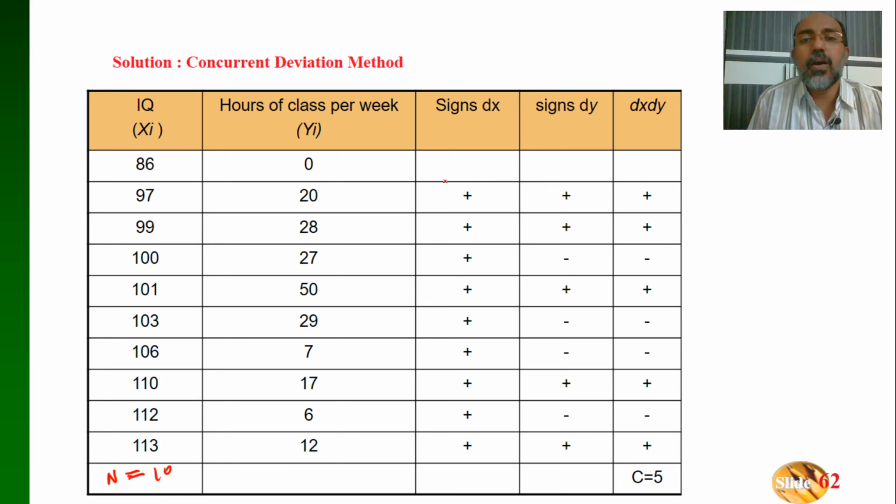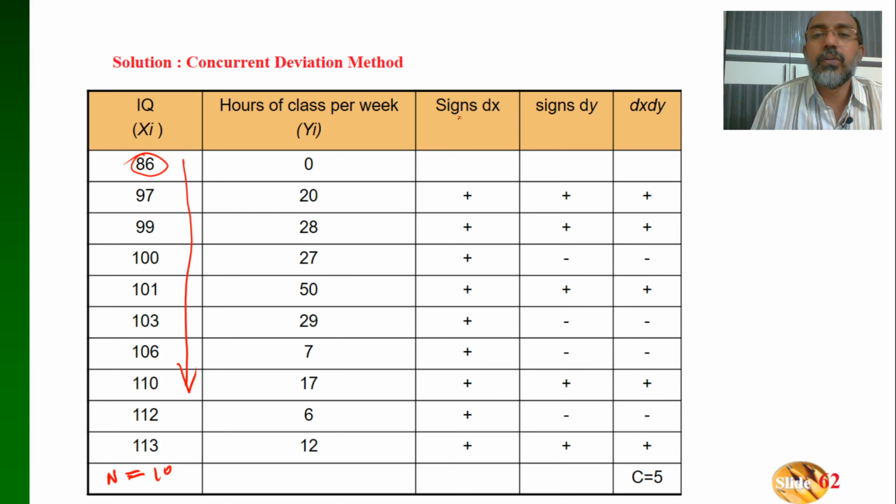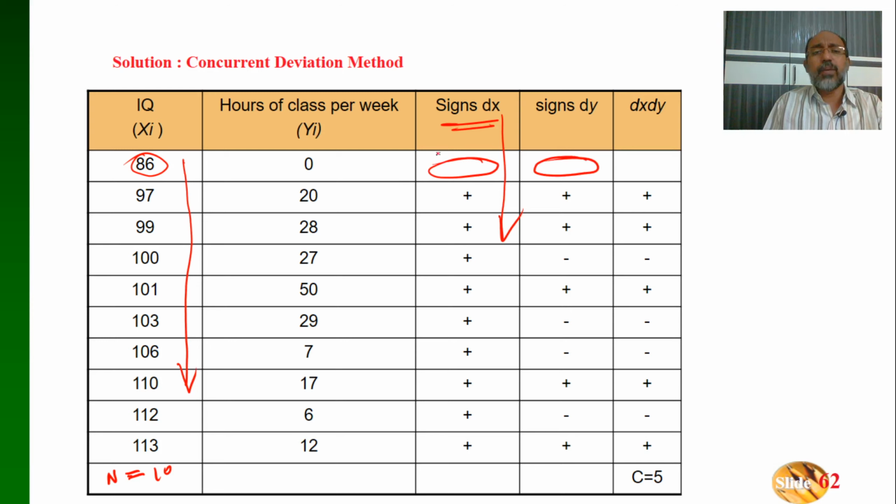Then we'll consider how to calculate the sign of dx dy. First you take this line, where 86 is the first element of the data. Previous to 86, are there any values? No, hence we are not considering this value. The first one is always empty because there is no value to compare with.